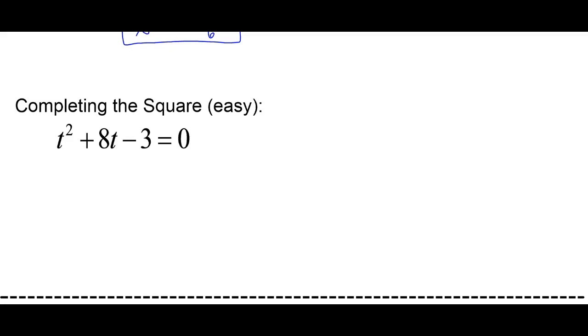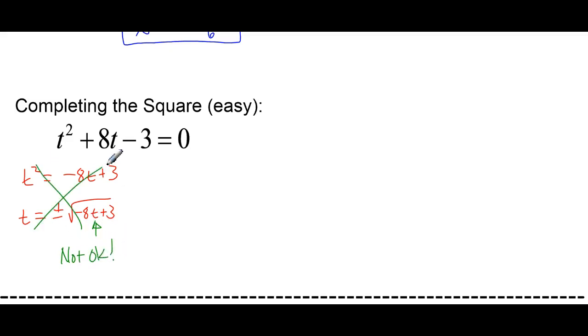Here, if you just isolated the squared term, you would have a variable on the other side. You would have t squared equals negative 8t plus 3, and then when you take a square root, you're not really solving this equation because you've got variables on both sides. That's not okay.